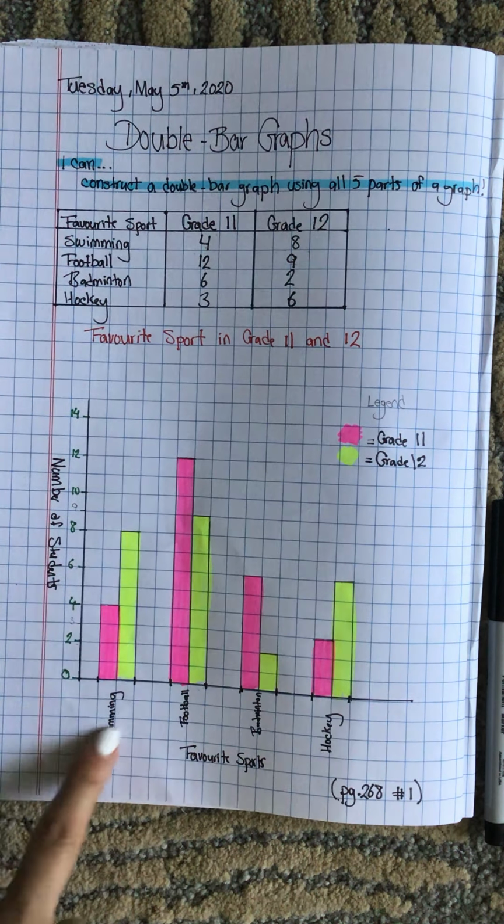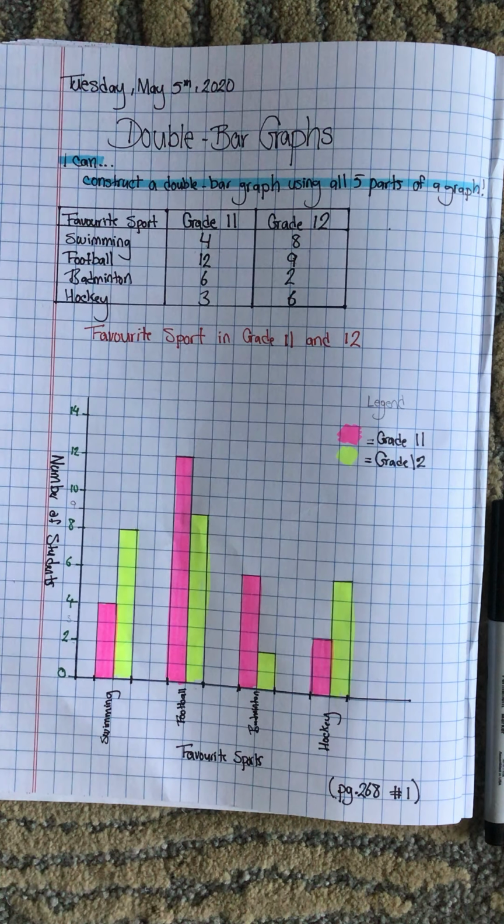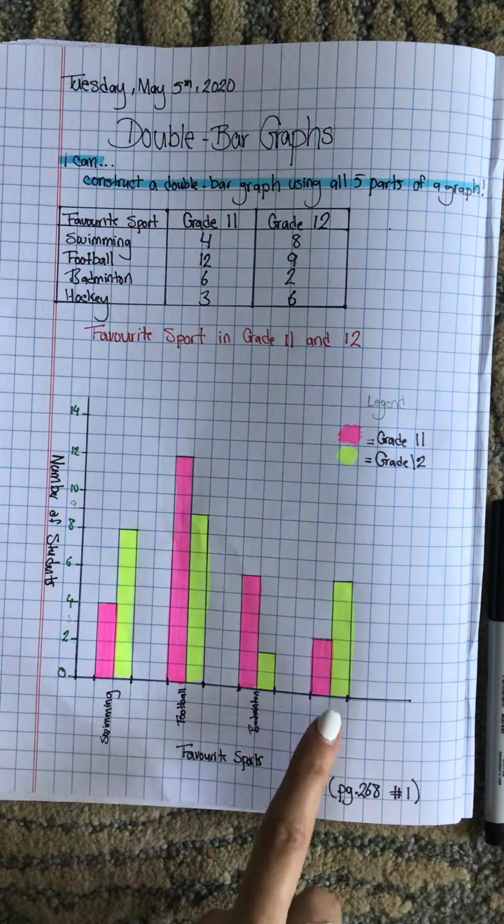What if I said how many students in total like hockey? How many students in total, so grade 11 and 12, like hockey? What would that be? You would say, okay, 3 plus 6. So in total, that would be 9. 9 students in total like hockey.